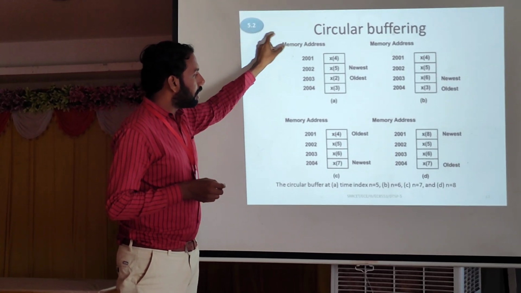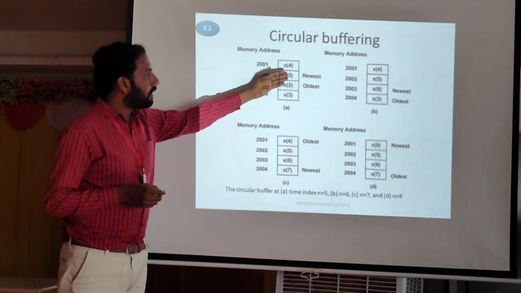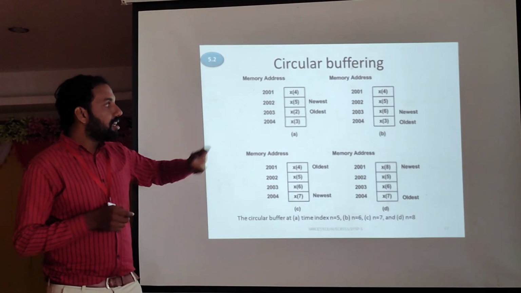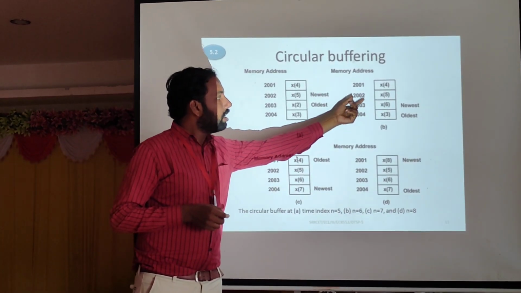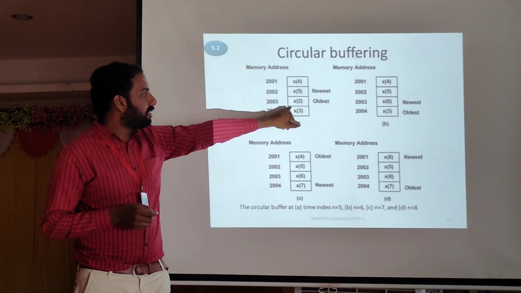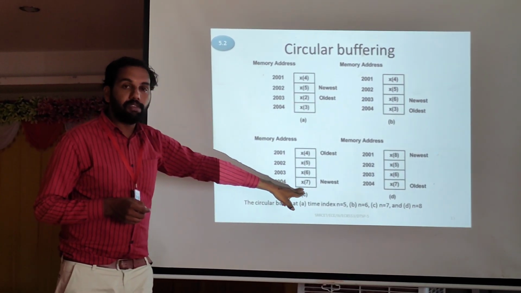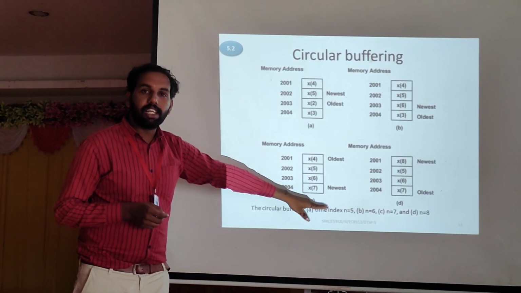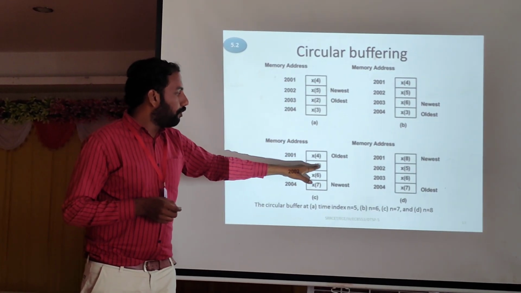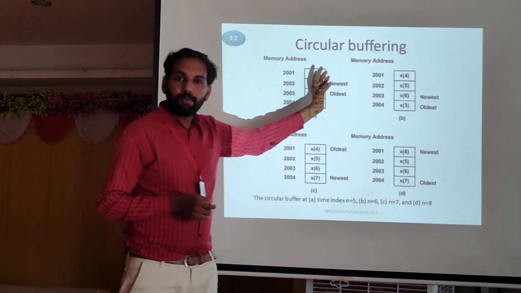For example, let us see diagram A. x of 2 is the oldest data and x of 5 is the newest data. Whenever x of 6 enters the stack, the oldest data in the previous stack, x of 2, leaves the stack. The next time, x of 7 will be the newest data and will enter the stack. x of 4 will be the oldest data at that time, and x of 3 will exit from the stack.